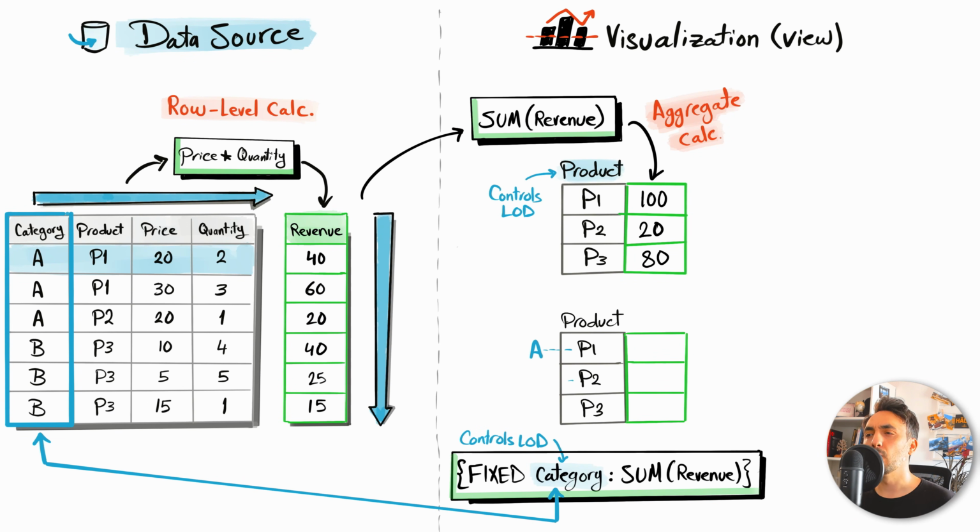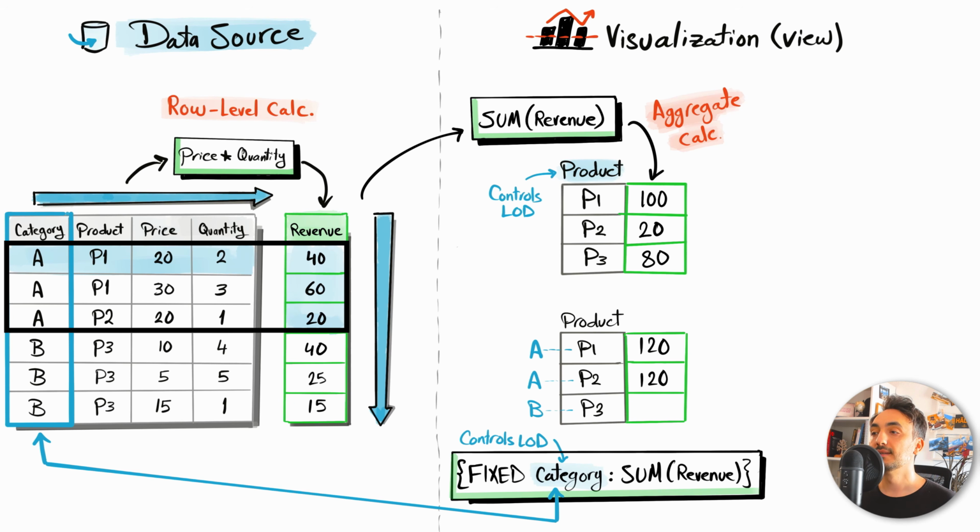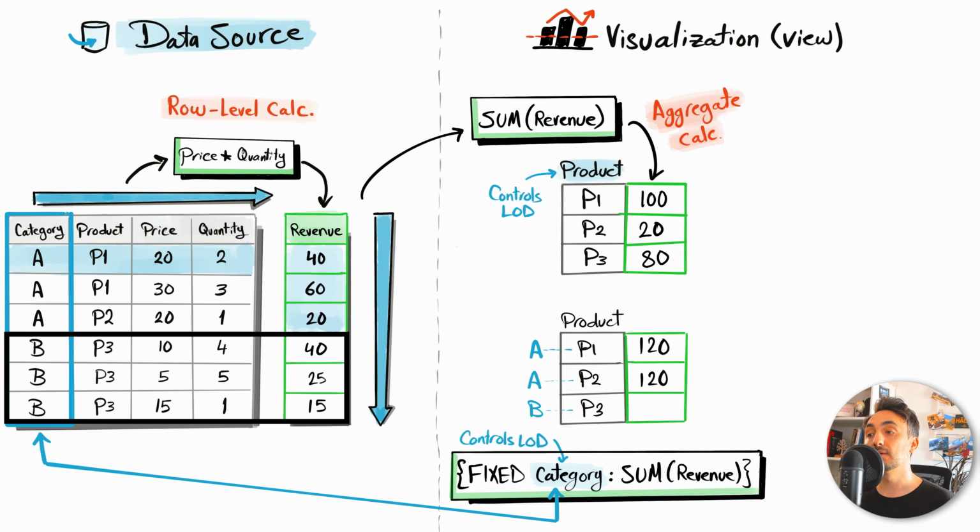Tableau is going to check, okay, what is the category of P1? It is the category A. And now the next question, what is the total revenue of the category A? So here Tableau is going to summarize 40 plus 60 plus 20, and the result is going to be 120. And here Tableau will not show the total revenue of the product P1, but instead of that, we are showing the total revenue of the category A. The same thing can happen for the next product. We have P2. It belongs to the same category, to A. So the total revenue of category A is again 120. And then the last product, P3, it belongs to a different category, this time to category B. And the total revenue of that is going to be 40 plus 25 plus 15. The output is going to be 80 as the total revenue for the category B.